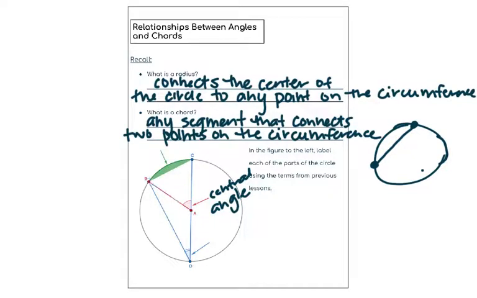Erase that. So now let's talk about what is in blue. The blue is called the inscribed angle. It's still inside the circle, but instead it does not stop at the center. It connects the vertices that are on the circumference. Okay, so that's an inscribed angle.